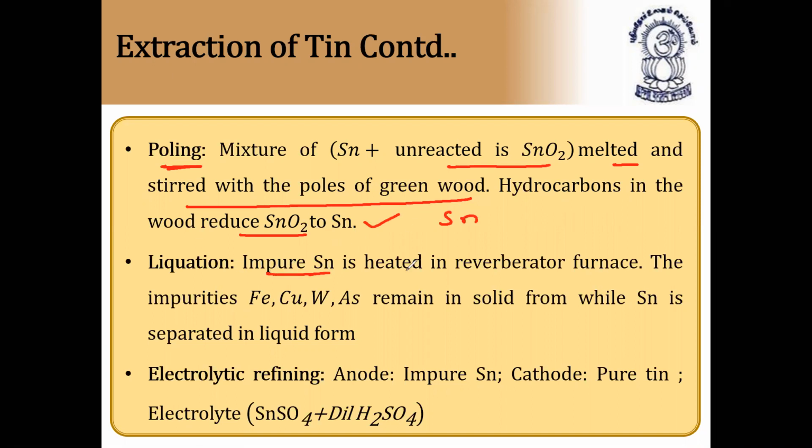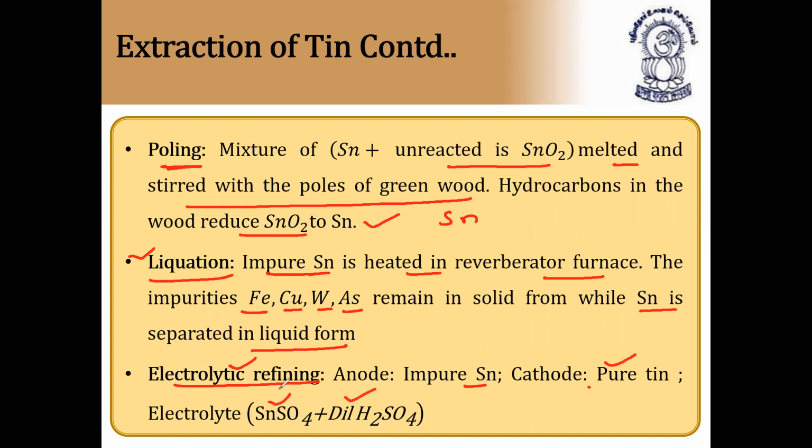Next, impure tin is heated in a reverberatory furnace. The impurities iron, copper, tungsten, and arsenic remain in solid form while tin is separated in liquid form. This is called the liquation method. This is purification of the metal. And finally, to get 100% pure tin, we take electrolytic refining. Impure tin is made the anode, and the cathode is pure tin. The electrolyte is tin sulfate along with dilute sulfuric acid, so that tin is formed.